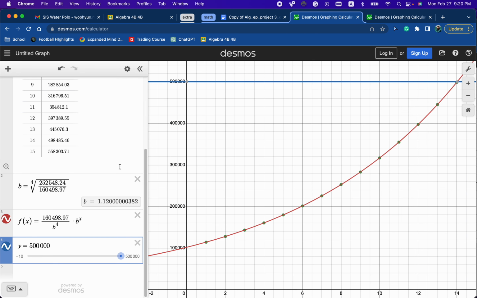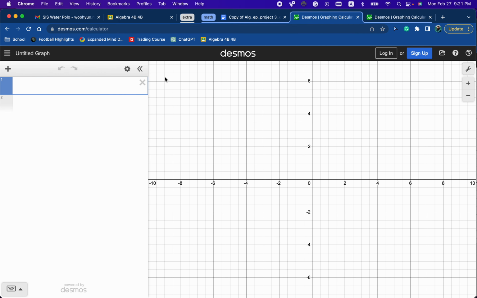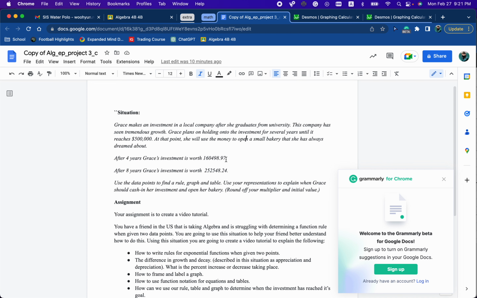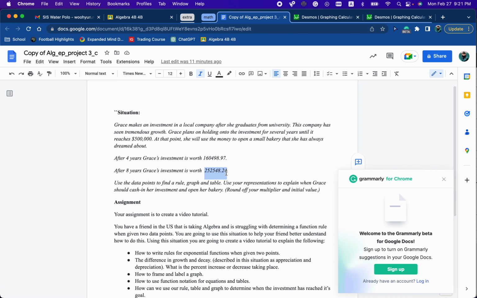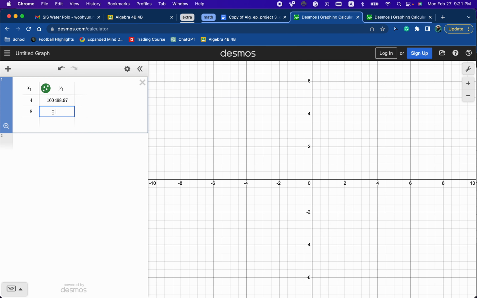So, I've already made one for myself here, the graph, table, and rule, but I'm going to make one from scratch. Since we're presented with 2 points, we're going to put that into a table. For $160,498.97, and after 8 years, it will be $252,548.24. So we have 2 points here.